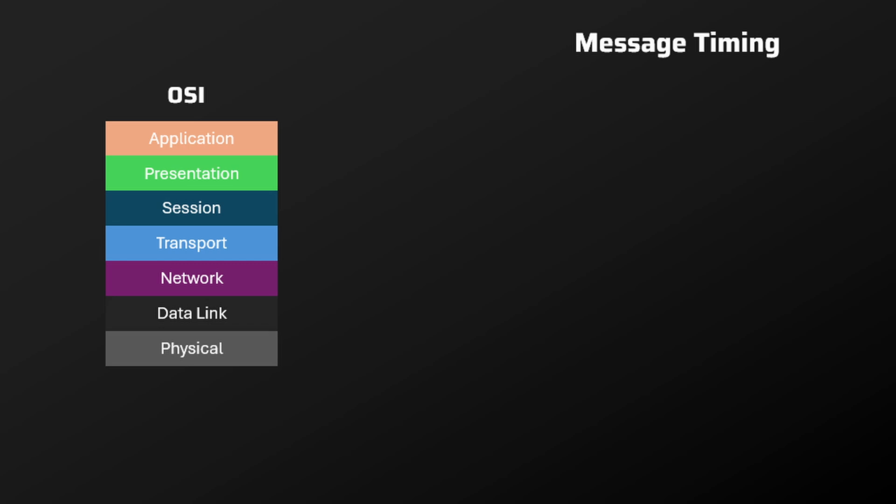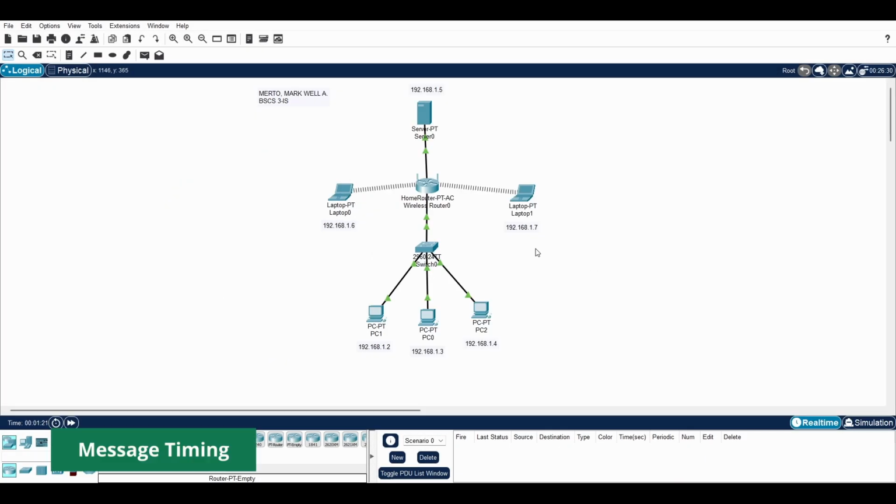Next one is message timing. Message timing ensures that data can be sent efficiently. If, for example, one of our computers can only receive 10 megabytes per second, it would let the sender know about this so that the sender doesn't send data too fast that could overwhelm the computer.